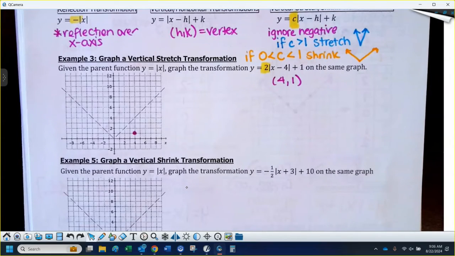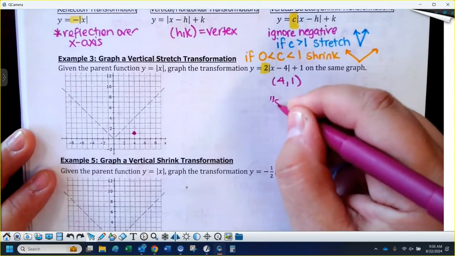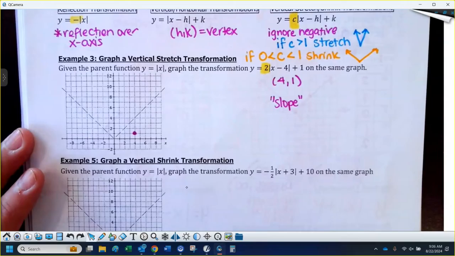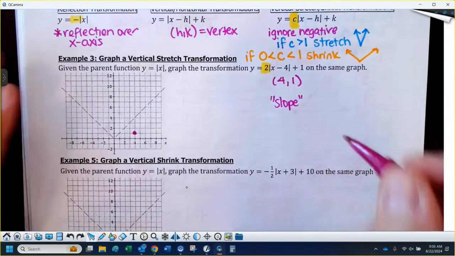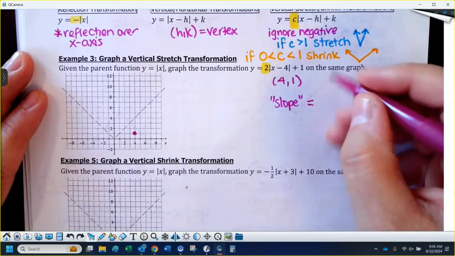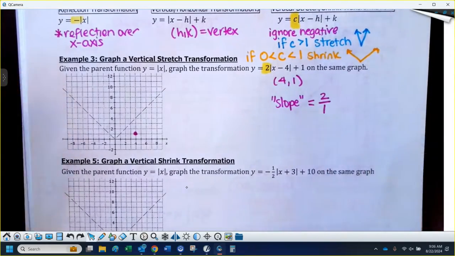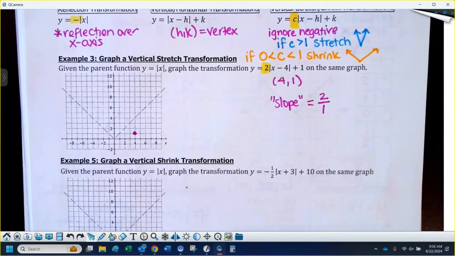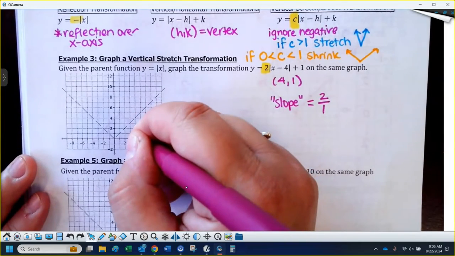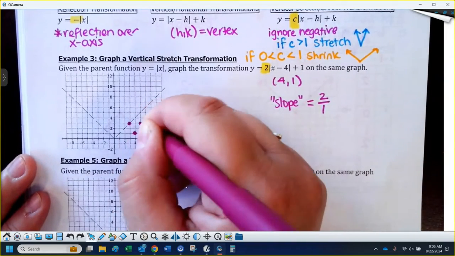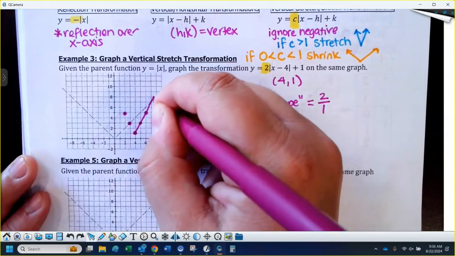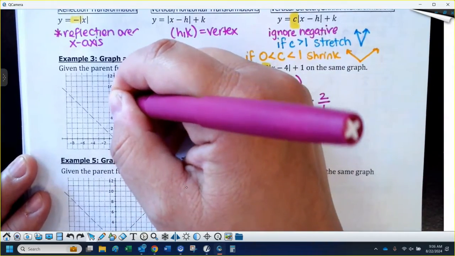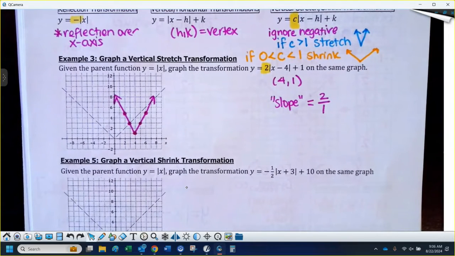Now, the only thing the 2 is going to do is affect what I was calling your slope. And again, I'm putting it in quotation marks because technically one side has a positive 2 as a slope, the other side's technically negative 2. But if you just think about it like this, it'll be easy to do. So I'm going to put that over 1 to make sure I don't forget. I got a 2, that number out in front. All you're going to do on either side of that vertex is go up 2 over 1. Up 2 over 1. And you'll see this is much more narrow than the graph that we've got going on here.